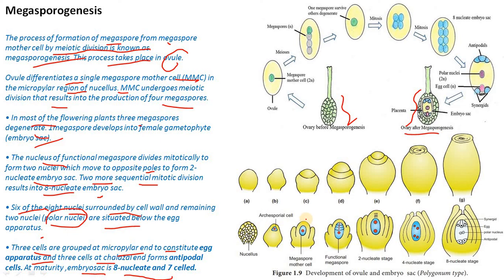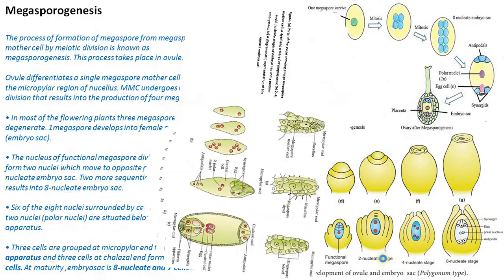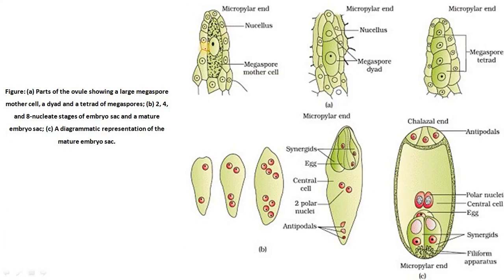You can see, this is also a diagram showing the development of an ovule. From outside, it will look like this, and if we cross section it, it will look like this. These cells developed are called synergids. These are the egg, and these are antipodal cells, and these are polar nuclei. You may also find this diagram in your book, and these are the parts of the ovule showing the large megaspore mother cell, the dyad and the tetrad of megaspores, in diagram A.